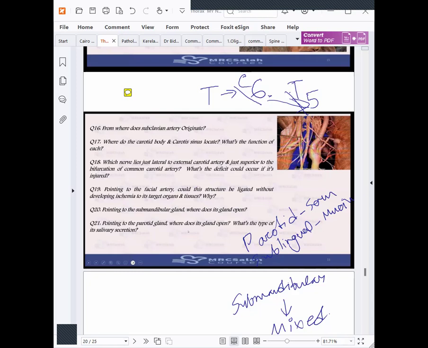Which mouth? You said mouth. This is a typical Egyptian accent.